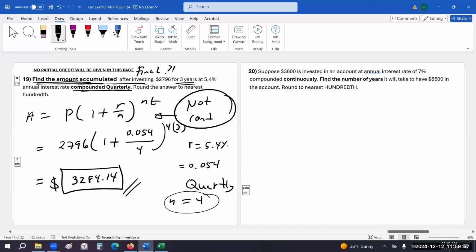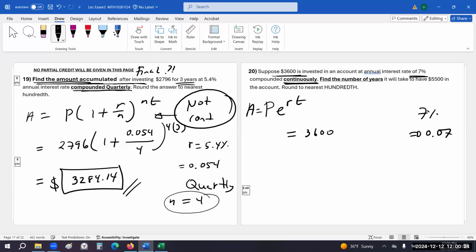The next one is continuous. So anytime you have continuous, it's A equals P e to the rt. They are telling us we're investing 3,600 with the interest rate 7%. So 7% means 0.07. So e to the 0.07.